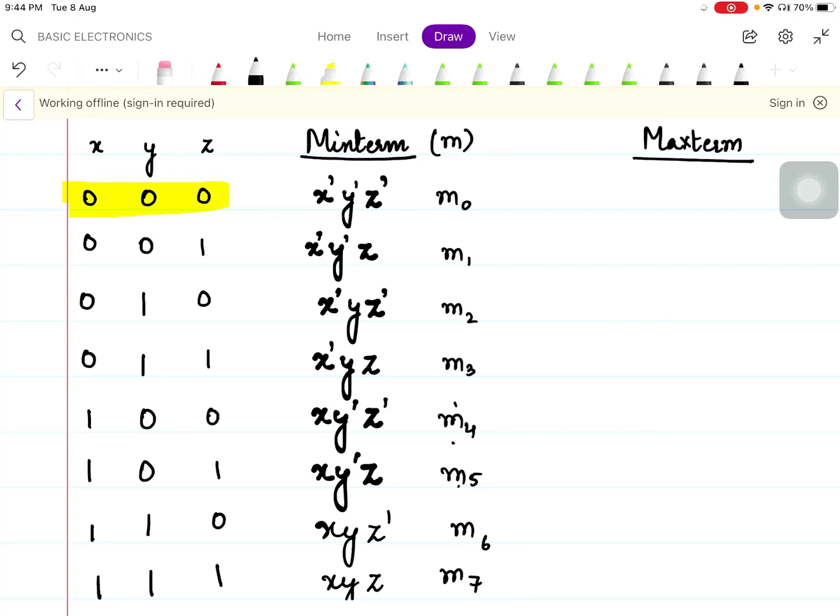Now let us see how to write the maxterms. In the case of maxterms, the operation that will exist between the variables will be the OR operation.